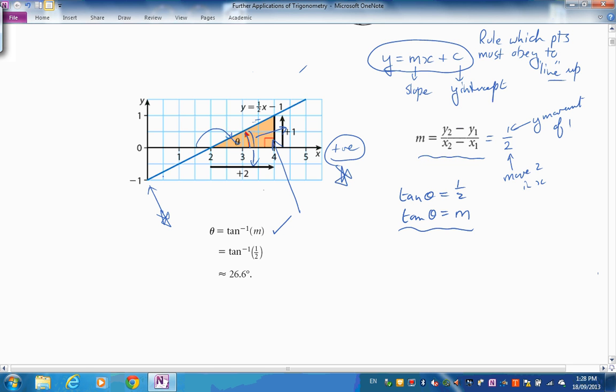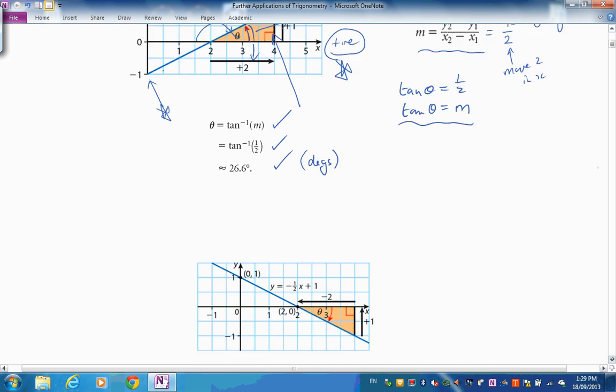Inverse tan, or the angle is tan⁻¹ of m, or put in m as a half, and you can get 26.6 degrees, approximately 3 significant figures, and making sure that your calculator is set up in degs, degrees, not rads, radians. Now that's an interesting application of triangle measurement or trigonometry. Okay, can we develop it further? Let's have a look at another case.